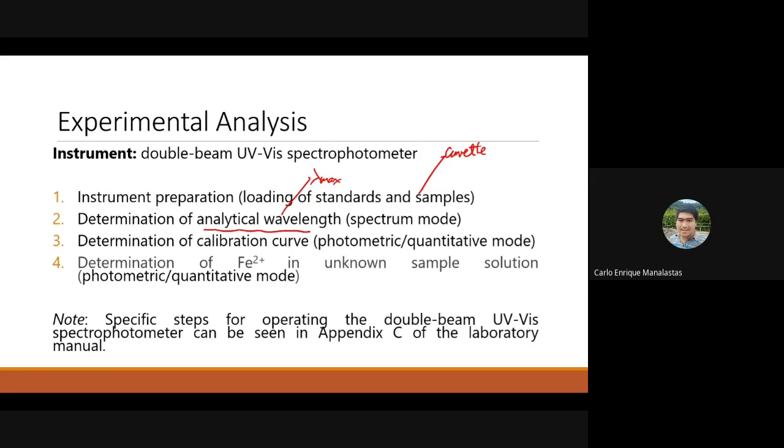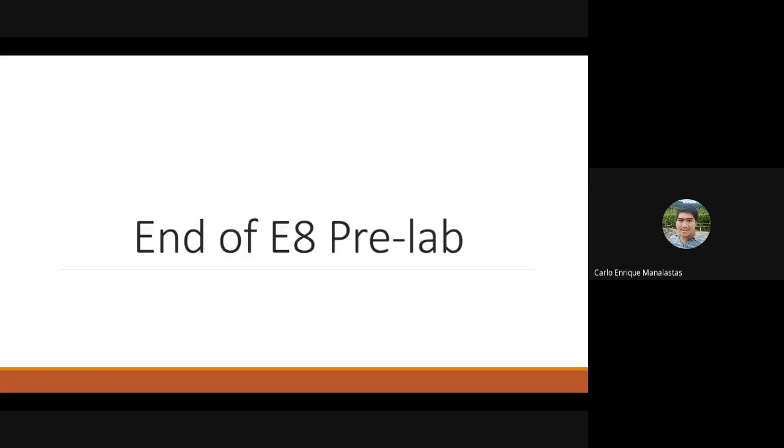Please familiarize yourselves with the steps on how to operate the double beam UV-Vis spectrophotometer. You could find that in Appendix C of the Chem 28.1 lab manual. So that's it for the pre-lab for this experiment.